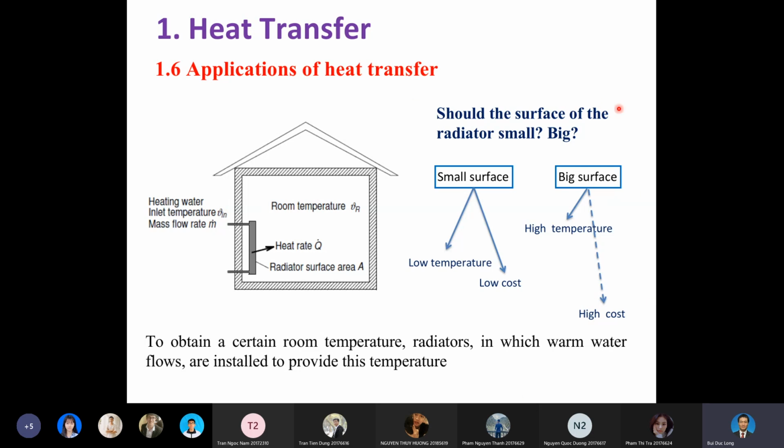So for the engineer, you need to optimize between a small surface and a big surface. You need to optimize between the cost and the rate of heat transfer. So that's why you have to study this course before you are able to design any process, any equipment. Yes, this is one of the problems you need to consider.